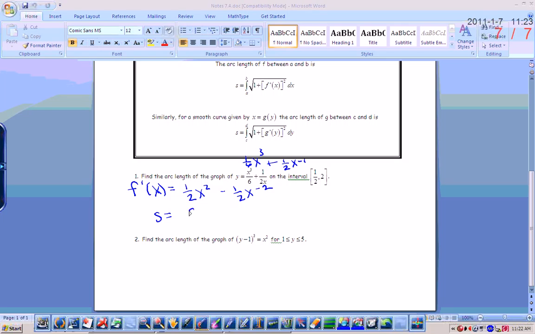Okay, so the arc length between x equals 1/2 and 2 would be the integral between 1/2 and 2 of the square root of 1 plus f prime squared. So f prime was 1/2 x squared minus 1/2 x to the negative 2, quantity squared dx. And that would probably be fairly complicated to integrate, so I would let you use your calculator. So if you have your calculators on your desk, which you probably do from the quiz, type that in.